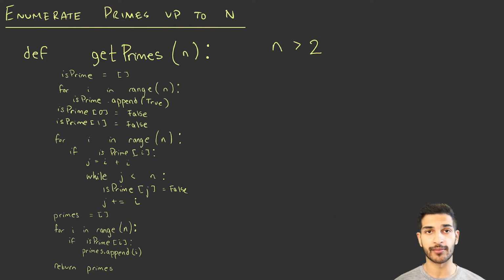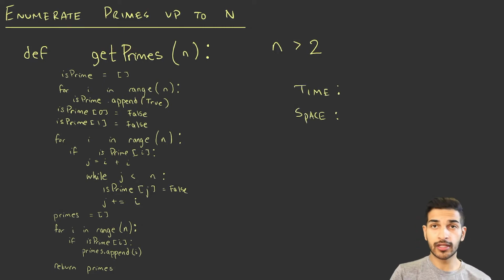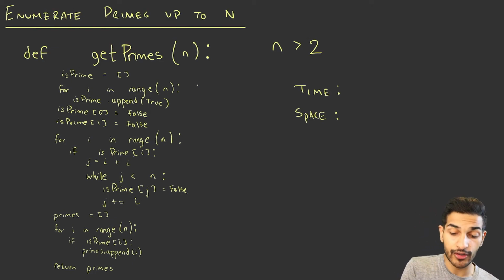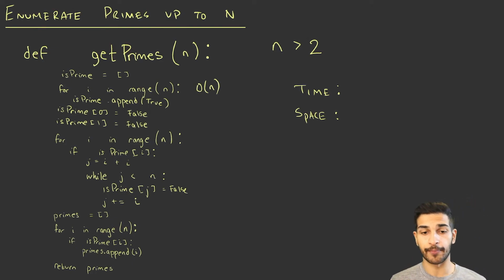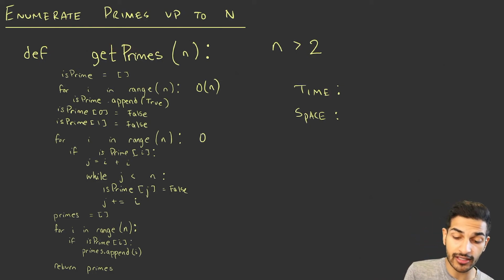by returning primes. Let's analyze the time and space complexity of this function and see if we've done better than our previous one. Let's start with time complexity. Our first for loop is fairly straightforward and goes from 0 to n, so that's linear time. Our second for loop also goes from 0 to n, so the outside is linear time.